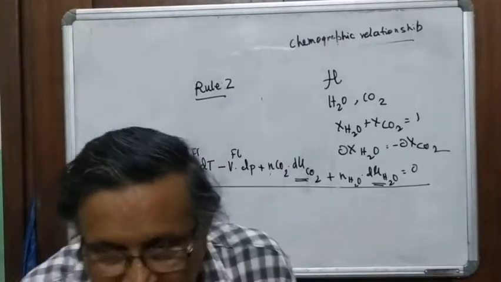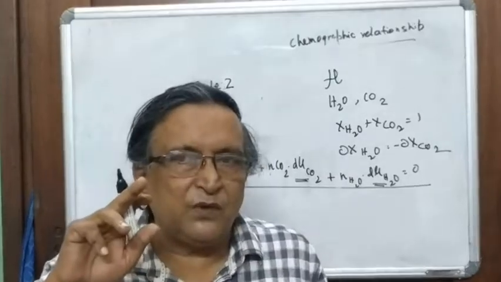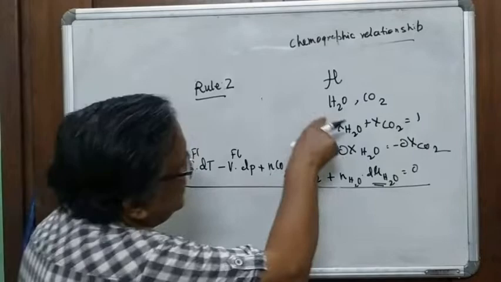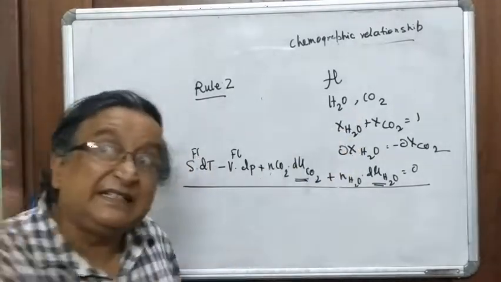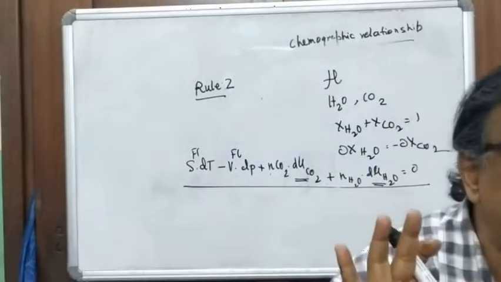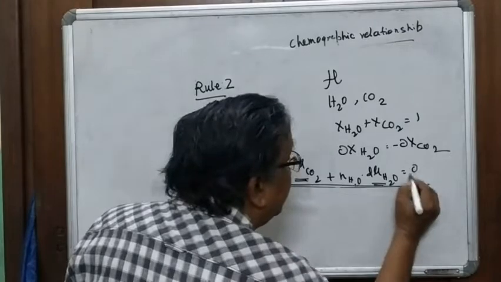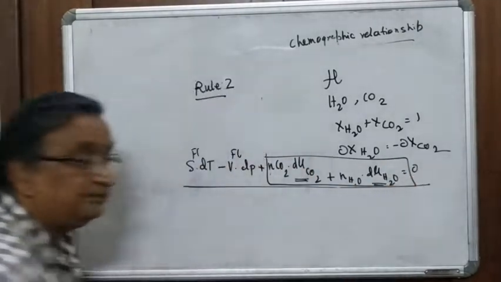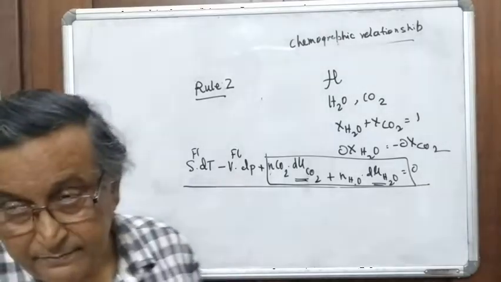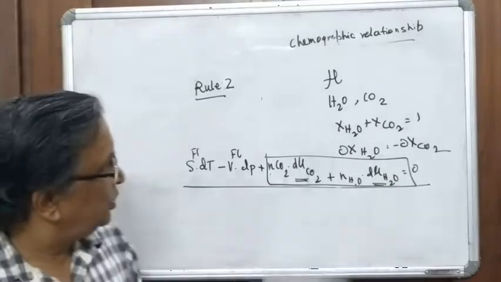So they are not variables like in rule 1. In rule 1, SiO2 was a pure phase. Here it is not a pure phase. The fluid is a mixture of H2O and CO2, but it is externally controlled. So if it's externally controlled, the H2O-CO2 ratio does not change, so this whole term is equal to 0. And therefore you have the normal variables, pressure and temperature.